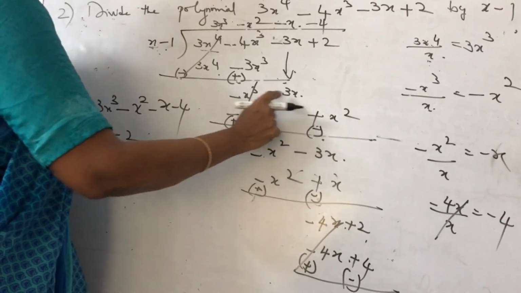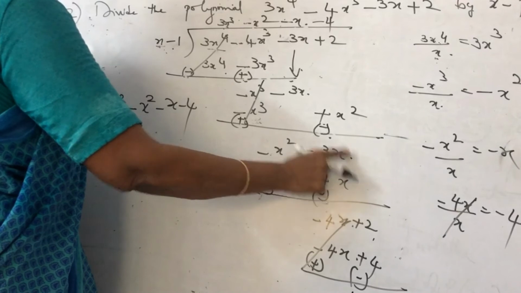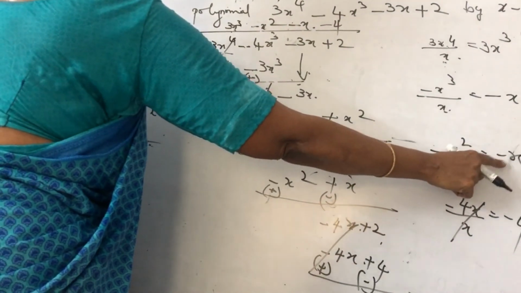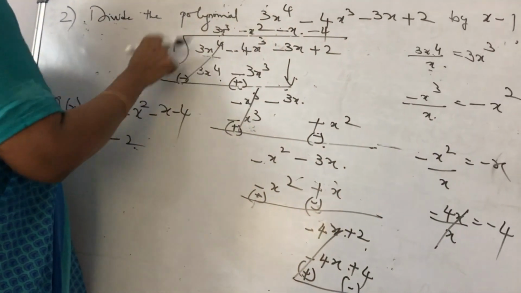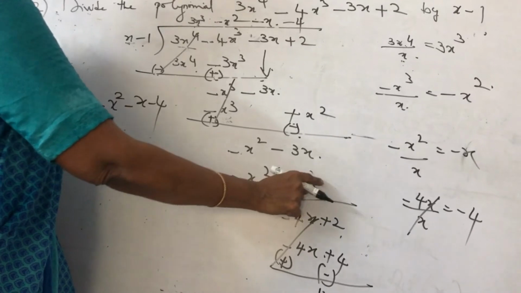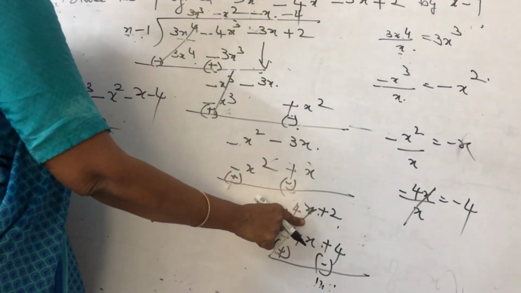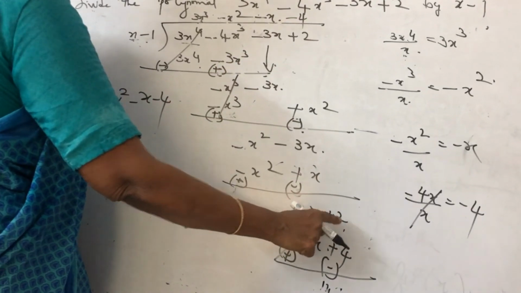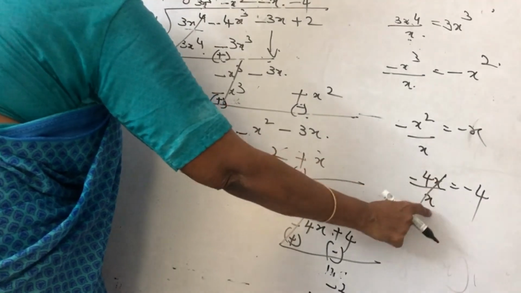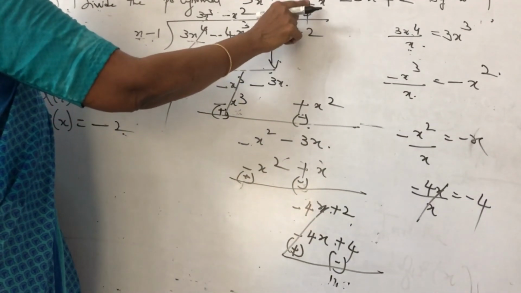So these two terms get cancelled. Minus x squared minus 3x. The same method. Minus x squared divided by x is minus x. Divisor into quotient gives you minus x squared plus x. Subtract. Your remainder is what? Minus 4x. Bring down the last term, plus 2. And how many times? What is minus 4x by x? Minus 4. Divisor into quotient.